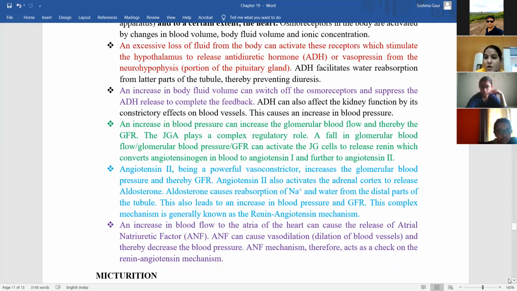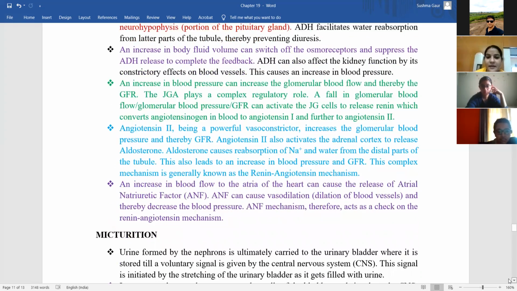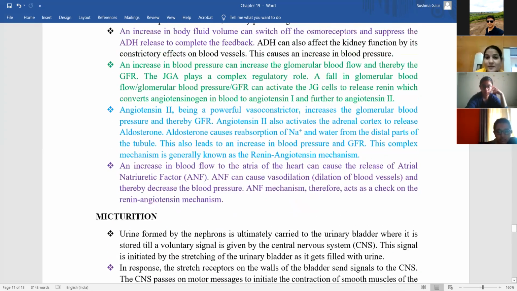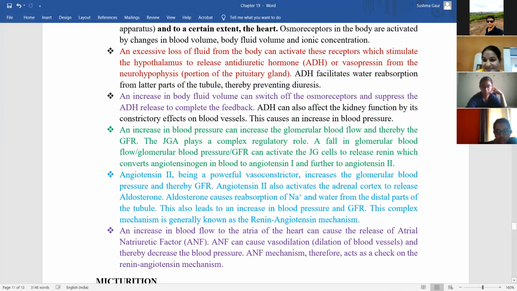Okay. Should I proceed? Asmi, what happened, beta? Nothing, ma'am. Oh, my camera is off. I didn't realize. Fine, koi baat nahi.